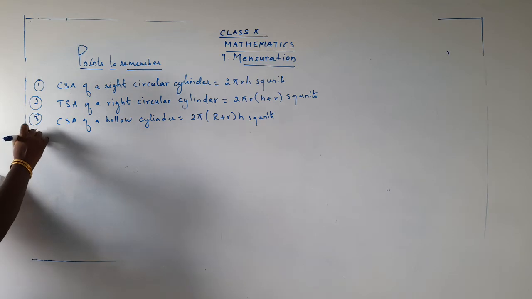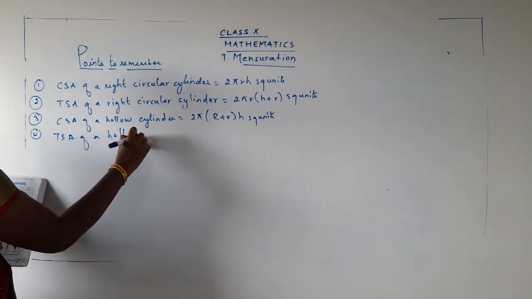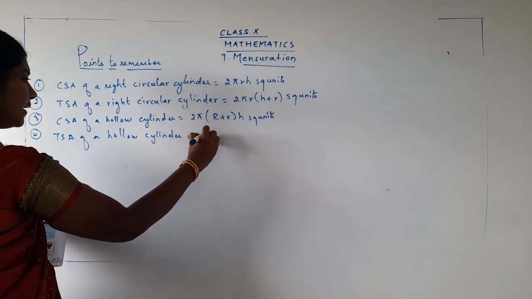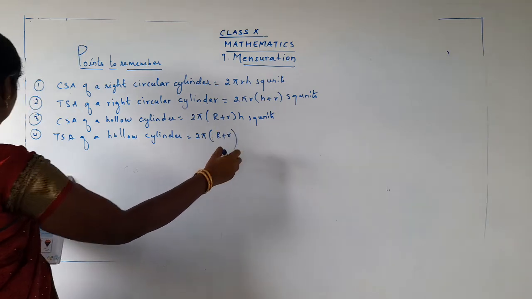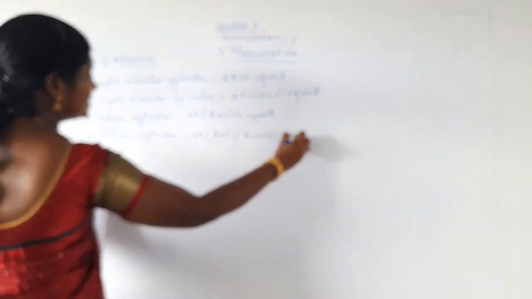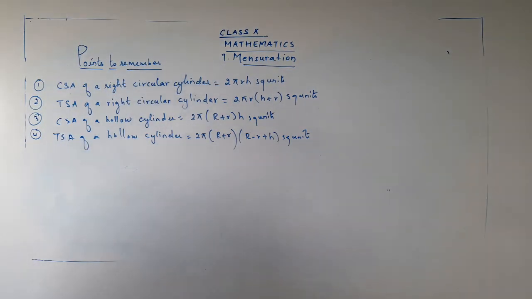Talking about the total surface area of a hollow cylinder, write down: the total surface area of a hollow cylinder is equal to 2 pi (R plus r)(R minus r plus h) square units. So you have to remember all the formulas. Take the next one: total surface area for a hollow cylinder is 2 pi (R plus r)(R minus r plus h) square units.